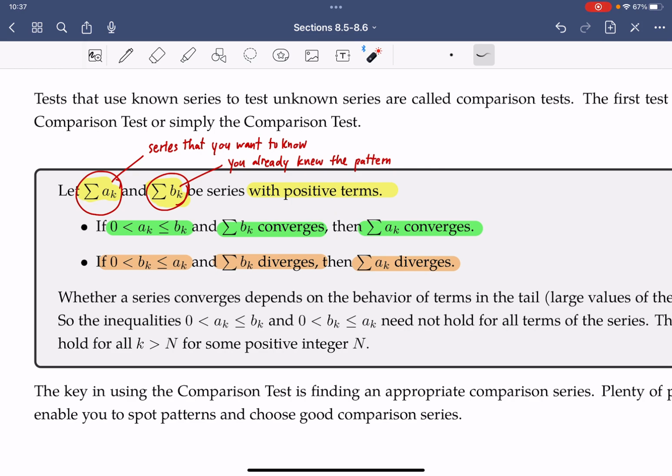The case that I highlight in orange, the thing that you want to know is outside here, and the thing that you already knew is inside here. So if this B subscript K here diverges, then A subscript K is going to be divergent as well. All right, and this is called the comparison test.